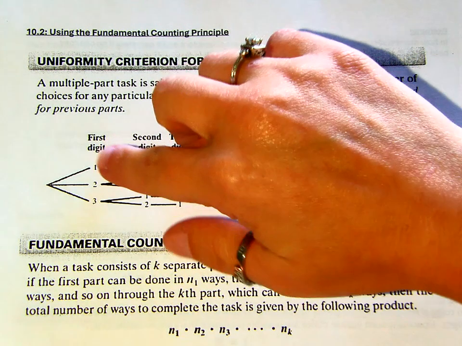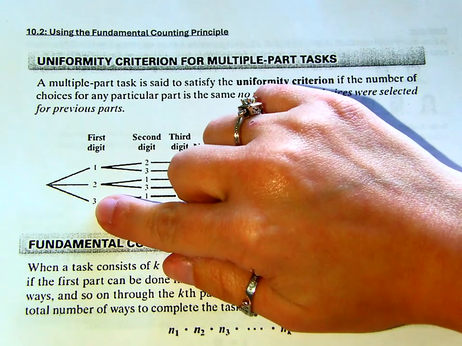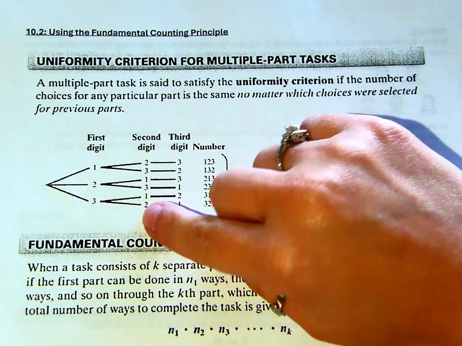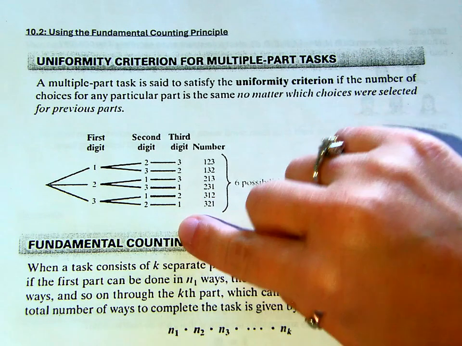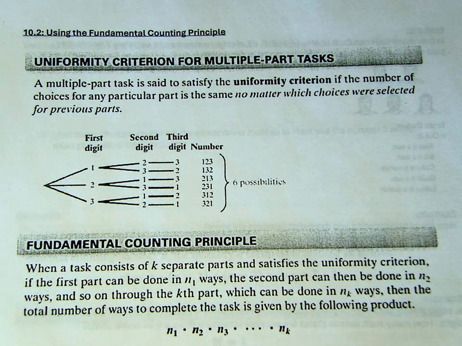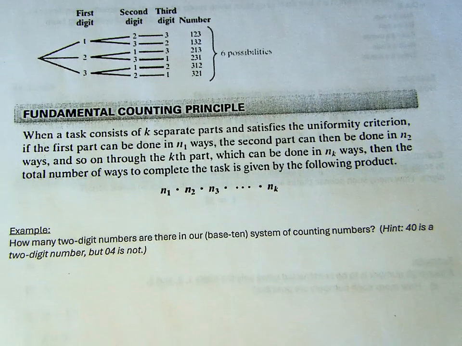And so for our first digit, we had 3 choices. For our second digit, no matter which one we started with, we had 2 choices. And for our third digit, we would only have 1 remaining. And so this works with our uniformity criteria. Every single digit has the same number of options, regardless of where we start. That's what the uniformity criteria says. And if we have that, then we get to use the fundamental counting principle, which makes our lives so much simpler.